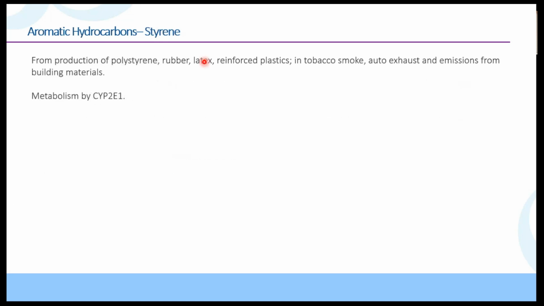Then coming on to the styrene. This is used in production of polystyrene, rubber, latex, reinforced plastics. It is also there in tobacco smoke, auto exhaust, and emissions from building materials, mainly metabolized by CYP2E1.